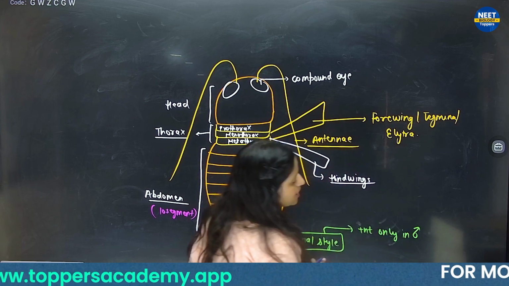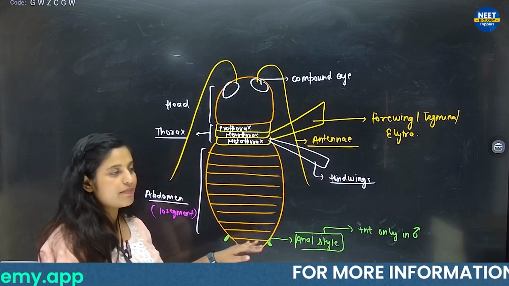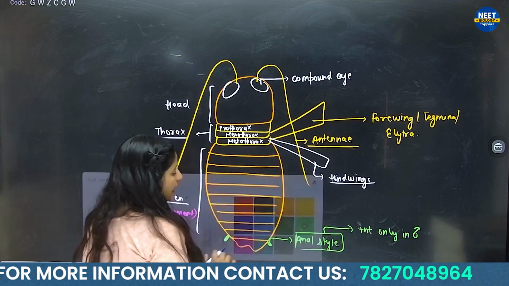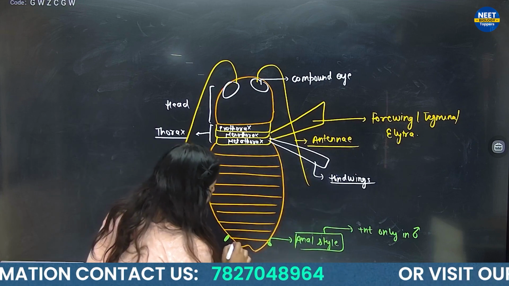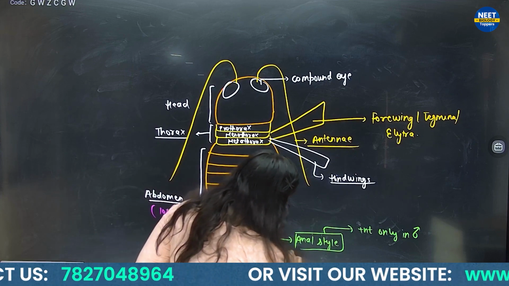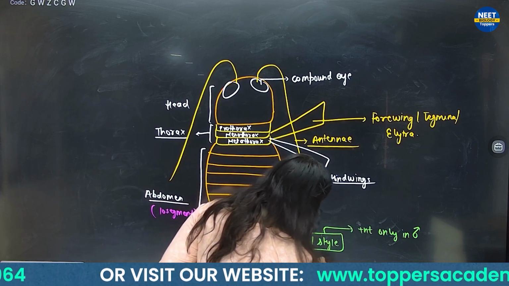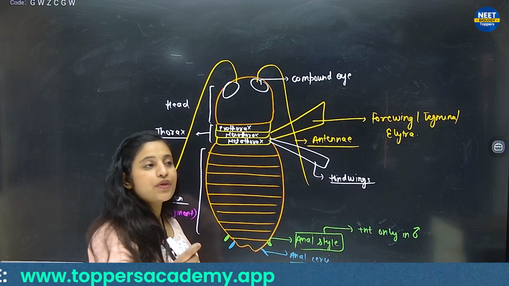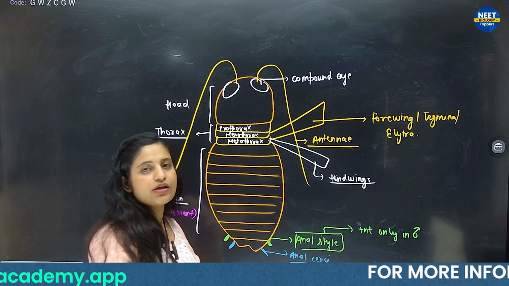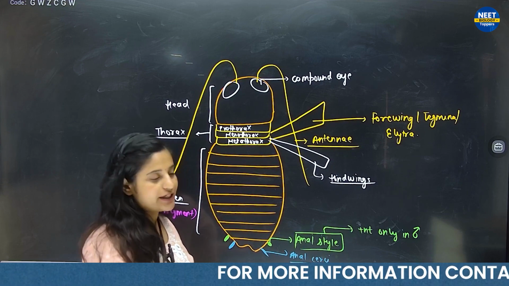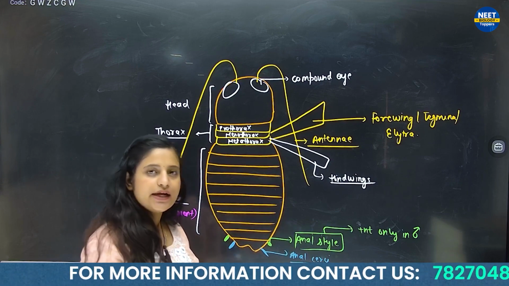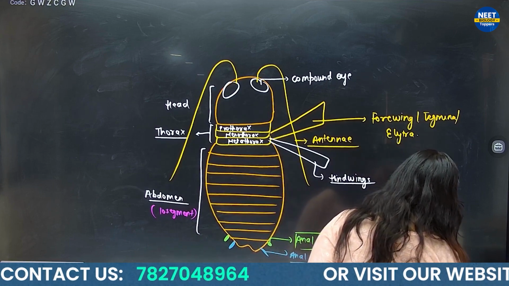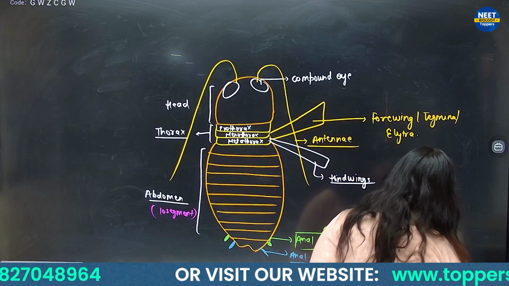This is not present in female, so on the basis of that you can also do sexual dimorphism. Okay, the next structure present is known as the anal cerci. Suppose this is what? Anal cerci. Anal cerci is basically a sensory structure which is responsible for detection of vibration, and this anal cerci is present in both. Anal cerci is present in male as well as in female.